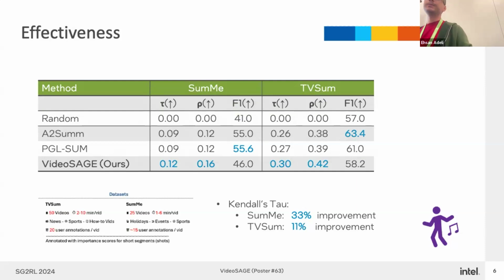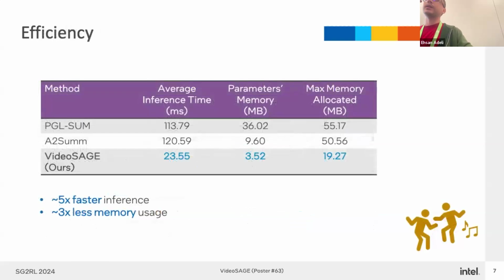So these are the effectiveness results. We were able to achieve 33% improvement on this correlation metric for the SumMe dataset and 11% improvement for TVSum. And in terms of efficiency, we're able to do it 5 times faster on inference time than the state of the art, and using 3 times less memory. So getting it to be effective was good, and now getting it to be more efficient is even better.